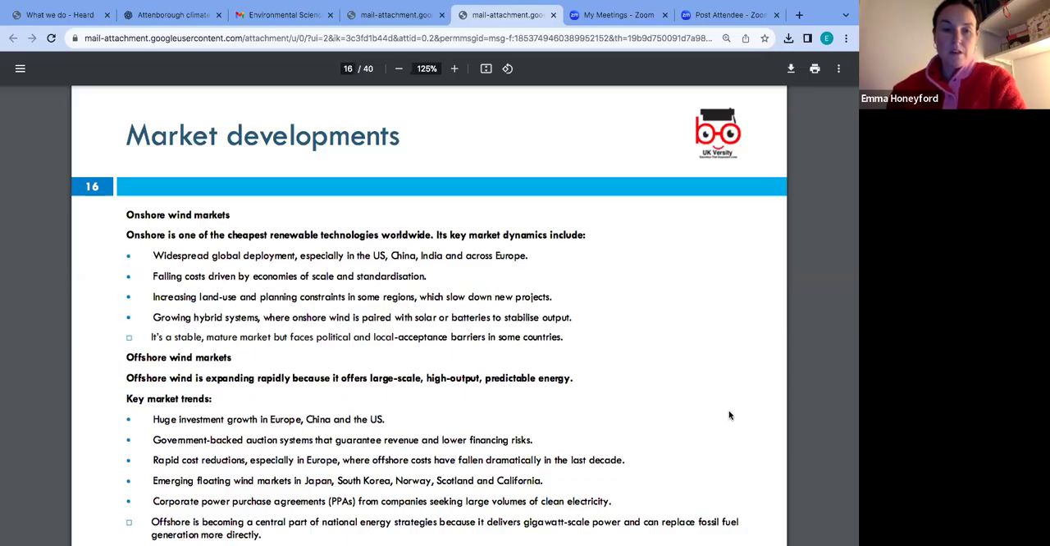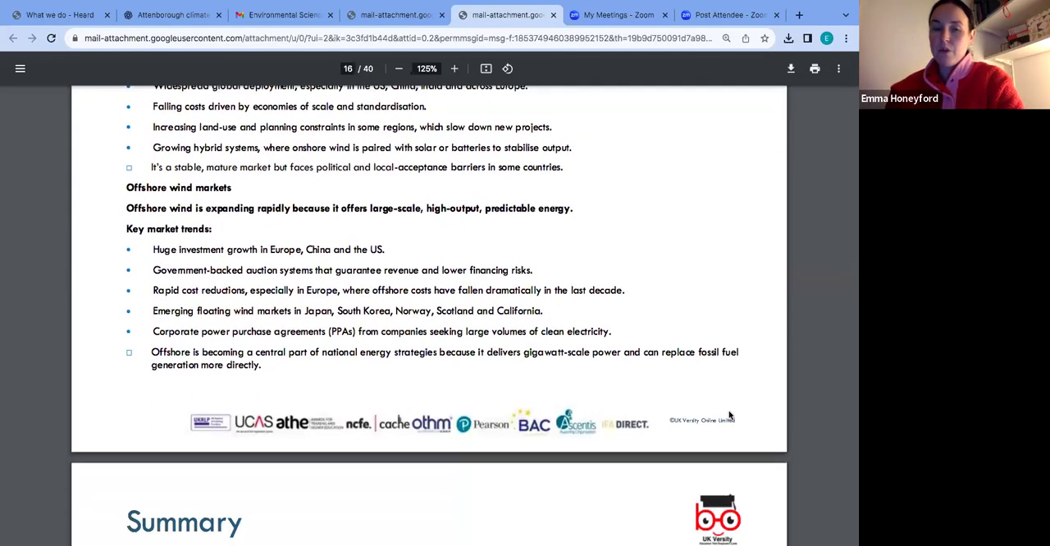So offshore wind market. So offshore wind market is expanding rapidly because it offers such a large scale, high output, predictable form of energy. So the key market trends have included huge investment growth in Europe, China, and the US. Government-backed auction systems that guarantee revenue and lower financing risks. So people are more willing to invest in offshore. So there has been rapid cost reductions, especially in Europe. The cost of offshore wind has fallen dramatically in the last decade.